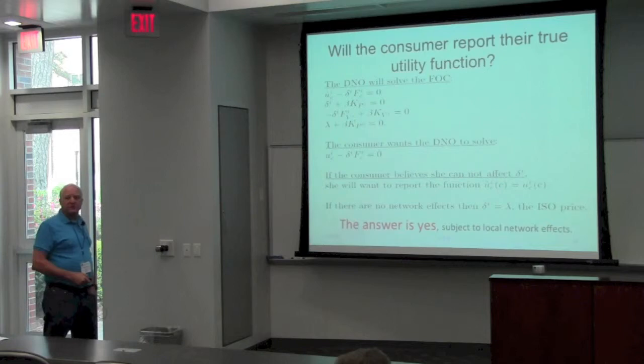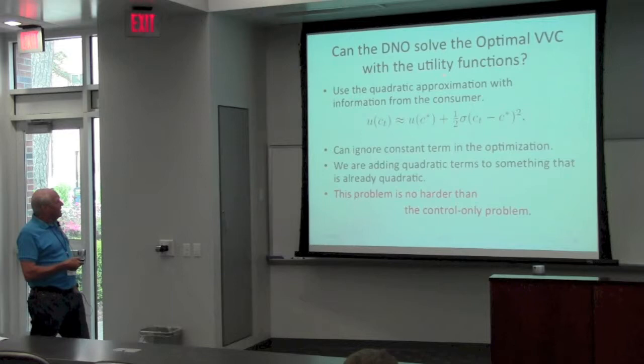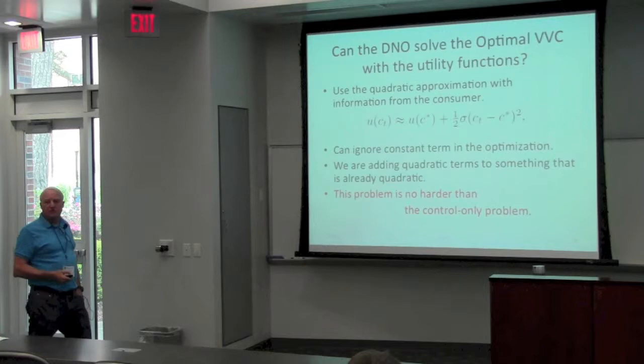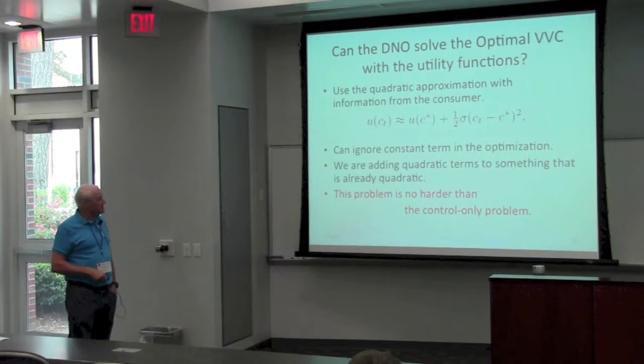What about solving the optimal problem? Well, using a quadratic approximation, basically you're adding terms like this to the objective function, and we've already got quadratic terms in there anyway, so this doesn't really make anything more complicated. First order conditions are all linear, and so it really is no harder than the control only problem. Okay, so computational.